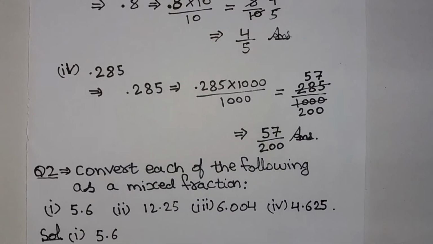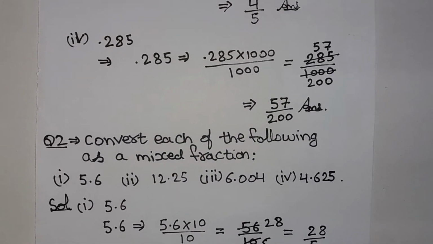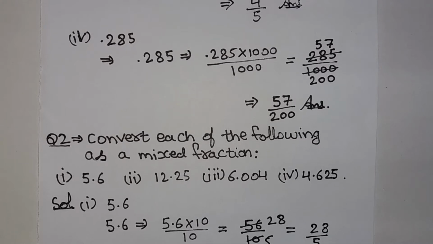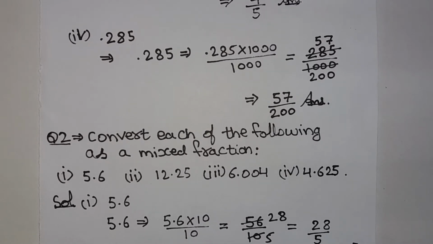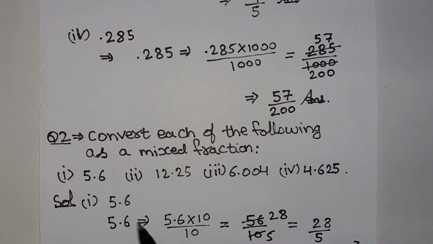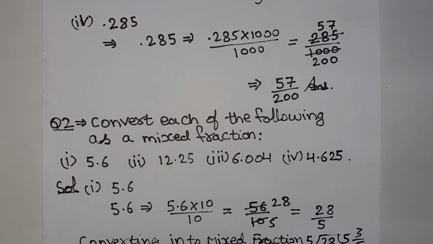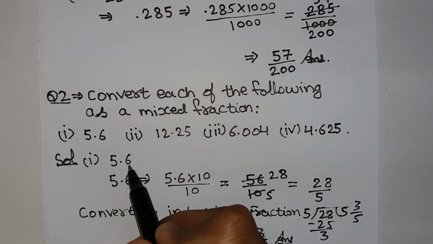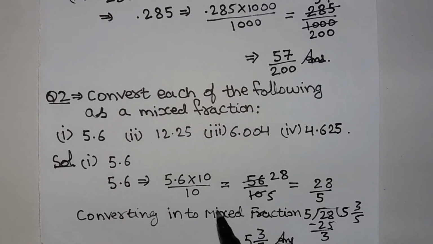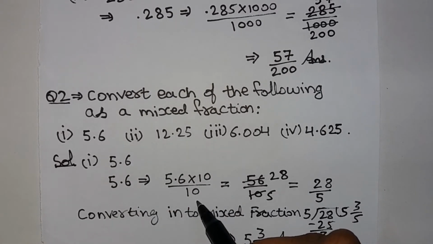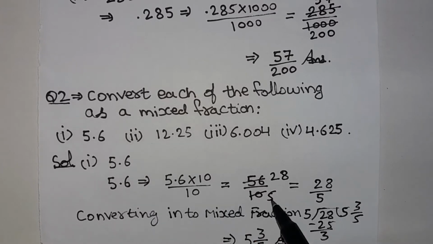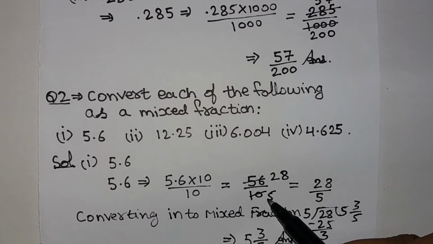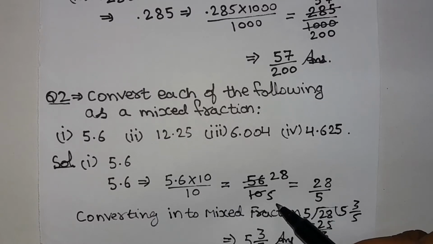After this, see question number 2. In question number 2, convert each of the following into a mixed fraction. Here we have to convert them into mixed fractions. So the first part is 5.6. In 5.6, after the decimal point there is only one digit. So we will multiply and divide it by 10. 5.6 into 10 will be 56 upon 10. Now cancelling it by 2, it will be 28 upon 5.